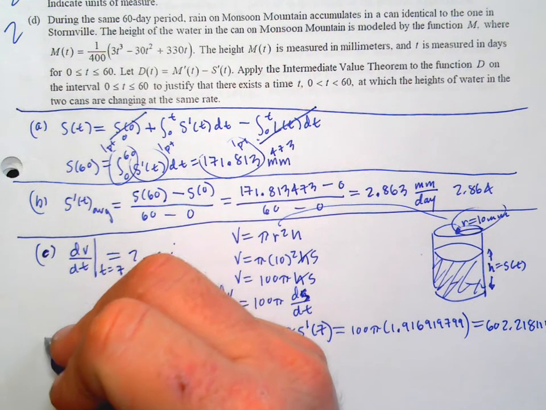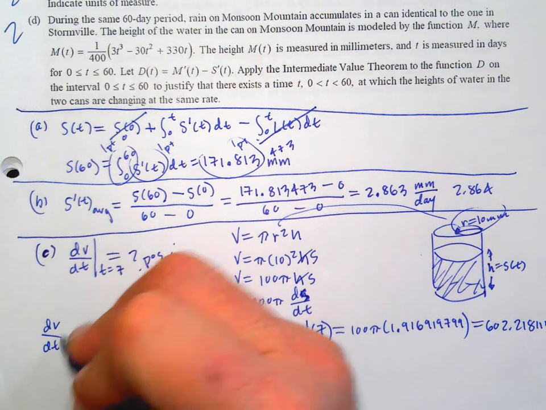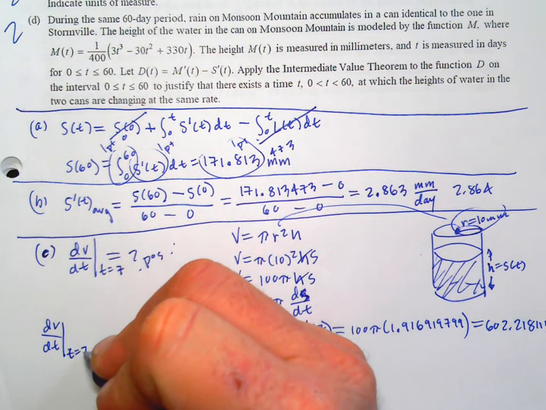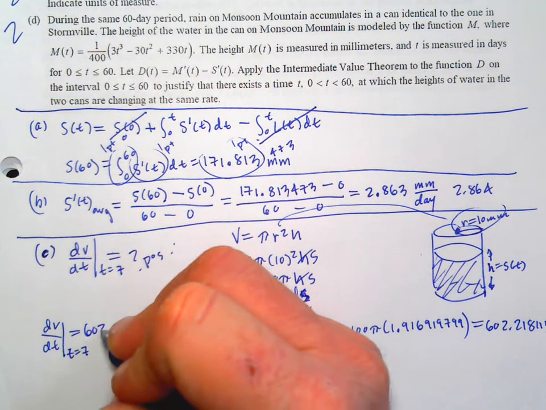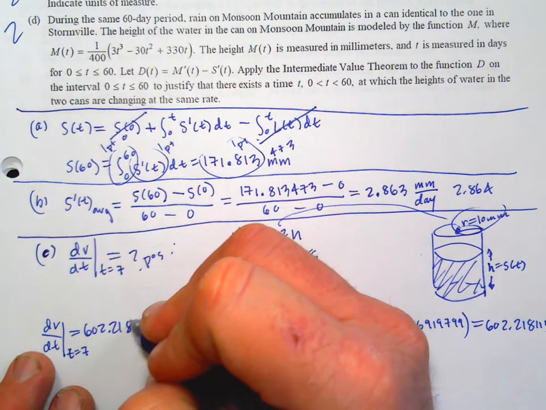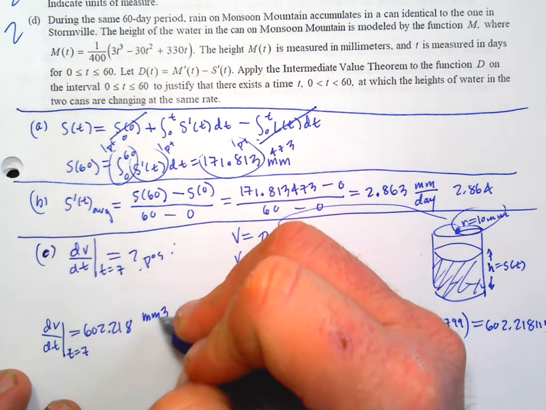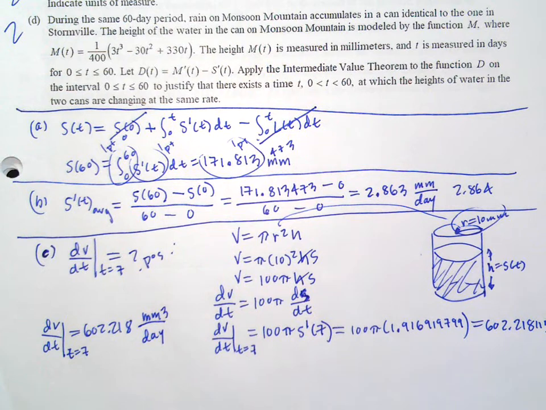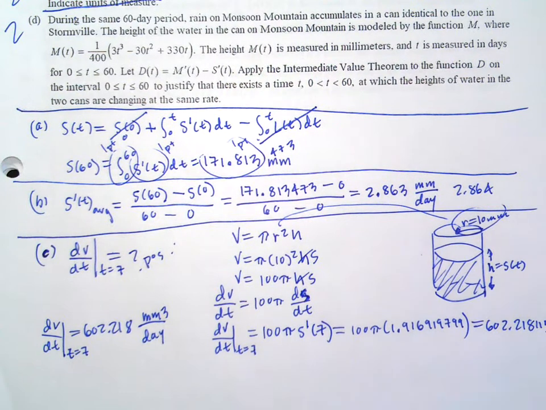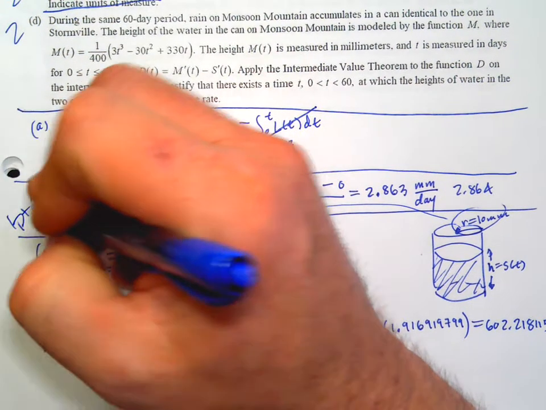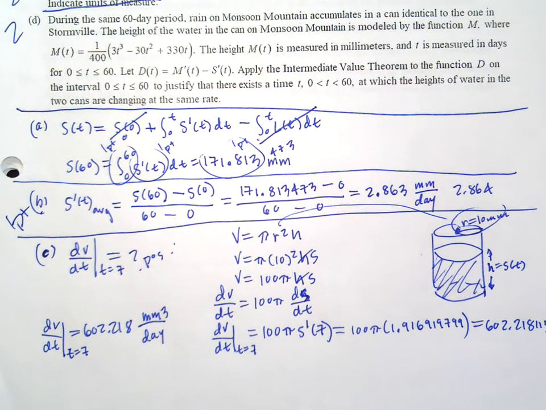So dV/dt at time t equals 7 equals 602.218. What are the units? Well, volume is going to be millimeters cubed, time is in days. Just putting the units. They did say indicate units of measure, so you're going to lose points if you don't have it. Indicate units of measure on the previous problem. If you don't have it, you're going to lose points. Now, as far as points, part B, you got 1 point for the answer, and you needed the units on it. So I guess if you didn't put the units, you lost a point.